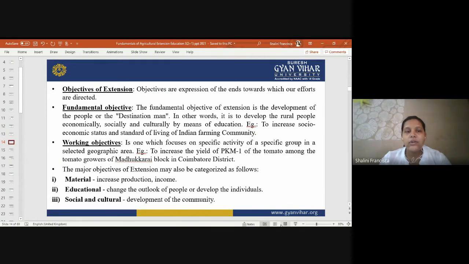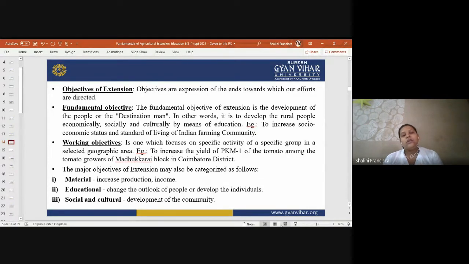working objectives. Now these were the basics. Now we come to the working objectives. Why is extension education so important? We have seen the felt need of the people. Now we are going to make an objective that will be confined to one particular geographical area, and that will increase the productivity of that area, and also the cultural importance of that area.